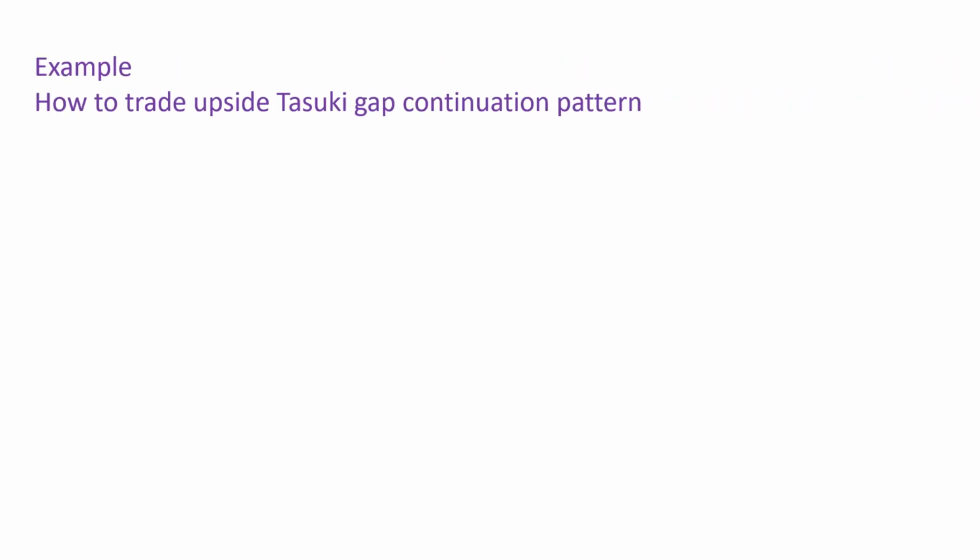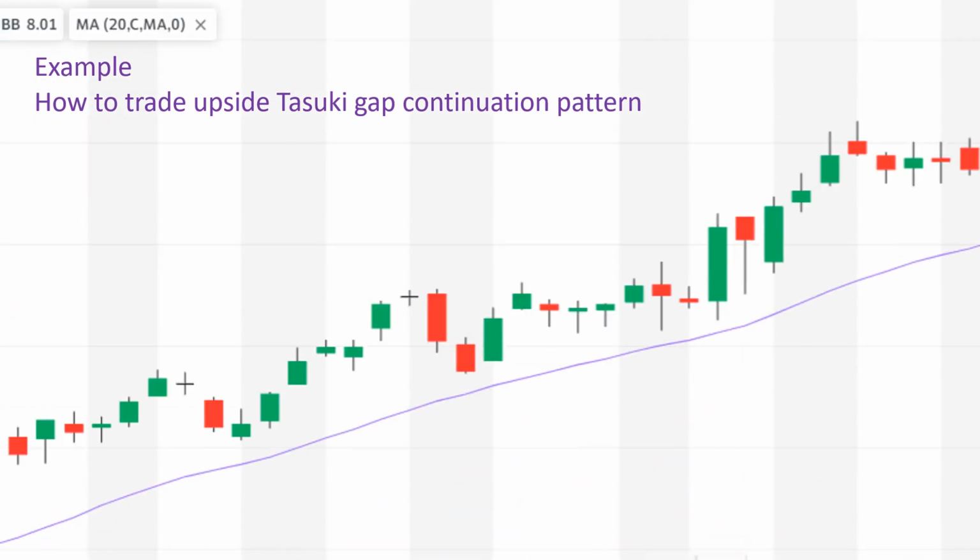How to trade the upside Tasuki gap continuation pattern. This is BB stock, D1 time frame, Yahoo Finance. At the top of this uptrend, you see an upside Tasuki gap. This is a long uptrend, and this is the SMA 20, and you see that the price is above the SMA 20. That's the sign that this is an uptrend.